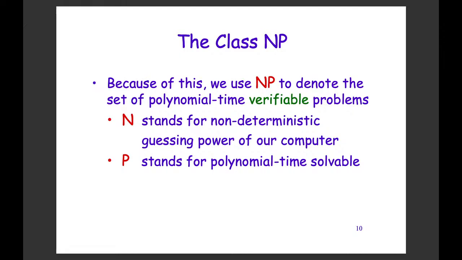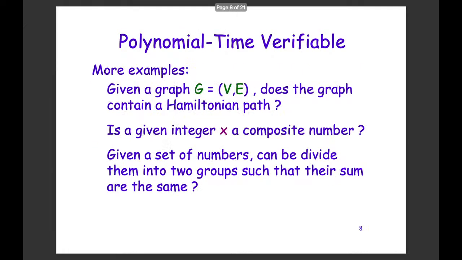We can imagine that this computer can run different guesses simultaneously, like in parallel. But as long as one of the guesses is correct, then we can verify the problem to be a yes case. Then this type of problem is called an NP problem. So in the previous page, all these problems are NP problems. For the first type of problem, we guess the Hamiltonian path. For the second problem, we guess the vector. And for the third problem, we guess how we divide the collection into two groups.